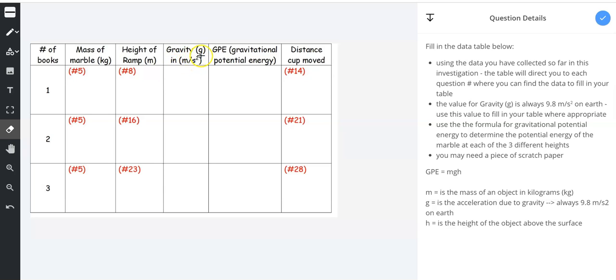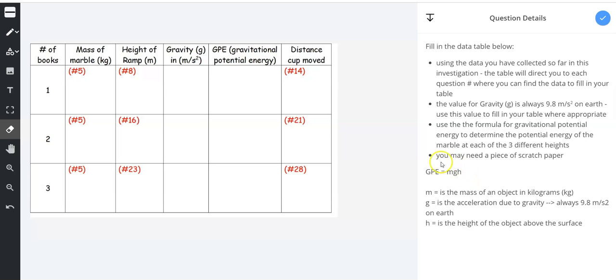Gravity, or the value for gravity, is given in the question over here. It's always 9.8 meters per second squared. So we can fill in 9.8 in each of the boxes. Okay. So then the last thing we really have to figure out is the GPE. How much gravitational potential energy did the marble have at one book, two books, and three books?